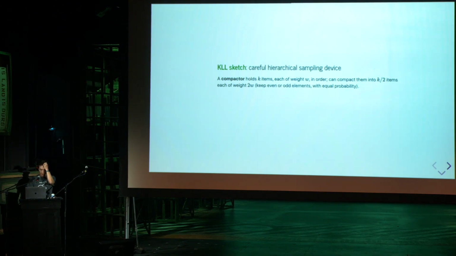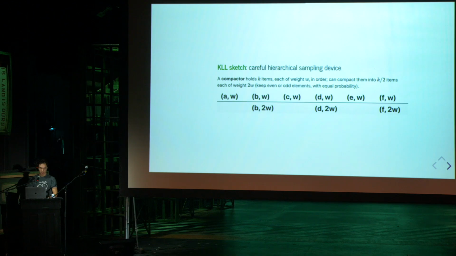And what you can do to this thing is compact it, and that means you can produce something which has half as many elements with twice the weight. When you actually do this, you keep the even or the odd elements with equal probability. So here's a picture. I have this compactor. It's got the elements A through F. They each have some weight W, and someone says, hey, compact yourself. And I say, okay, well, now I'm B, D, and F, each with weight 2W.